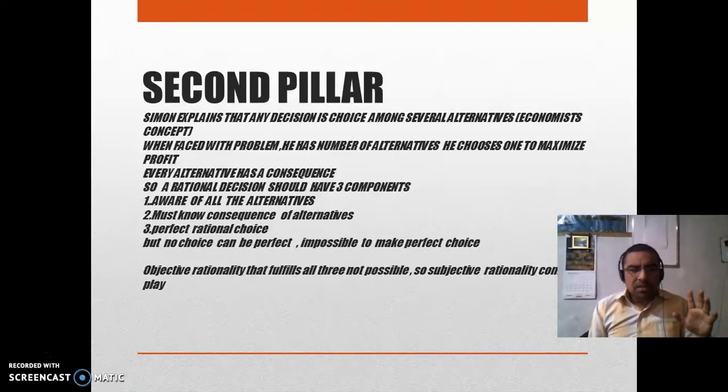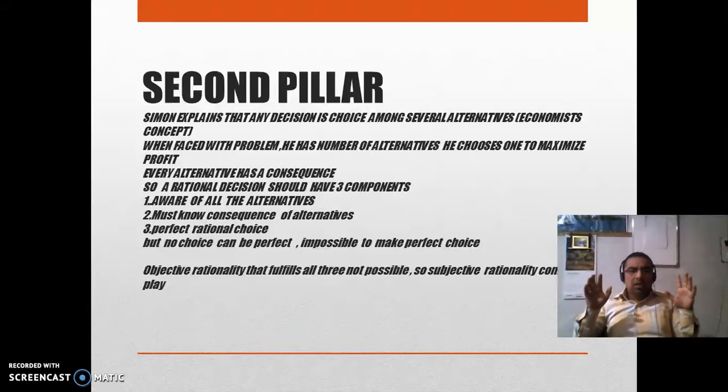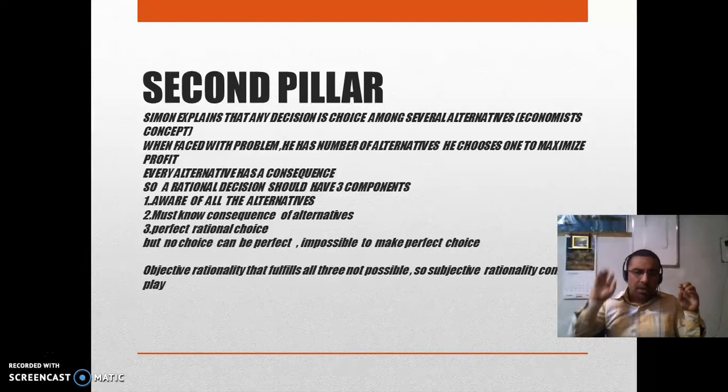Why? Because any objective rationality that fulfills all three elements will never happen. You will be aware of all the alternatives that you have. If you are feeling bored, there may be 1,000 alternatives to get over your boredom, but you don't know all the alternatives, because it's the human mind. We are human beings. There are certain limitations.